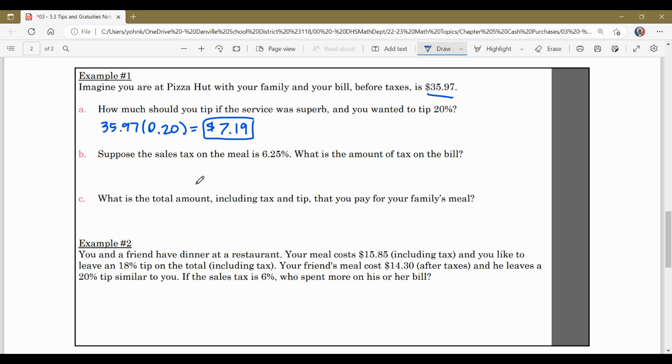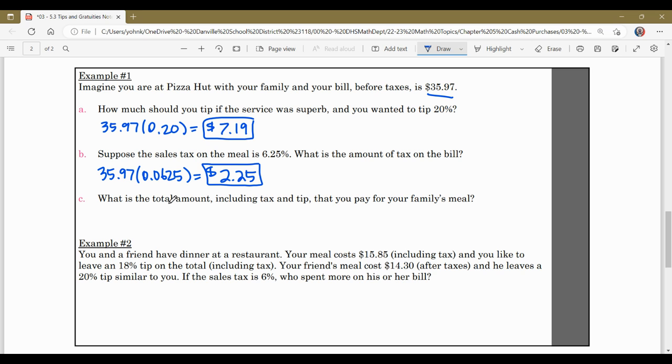Part B, suppose the sales tax on the meal is 6.25%. What is the amount of tax on the bill? Well, to calculate sales tax, you again go back to the total price of the bill, $35.97, and you multiply by 6.25% as a decimal, so 0.0625. This gives me a total tax of $2.25.